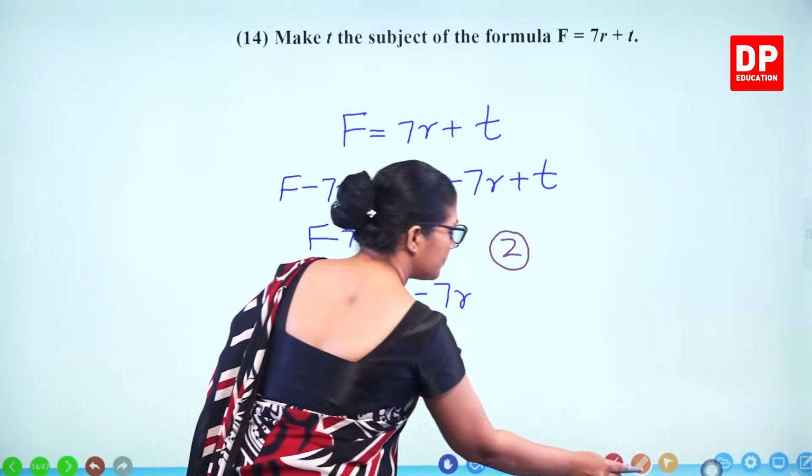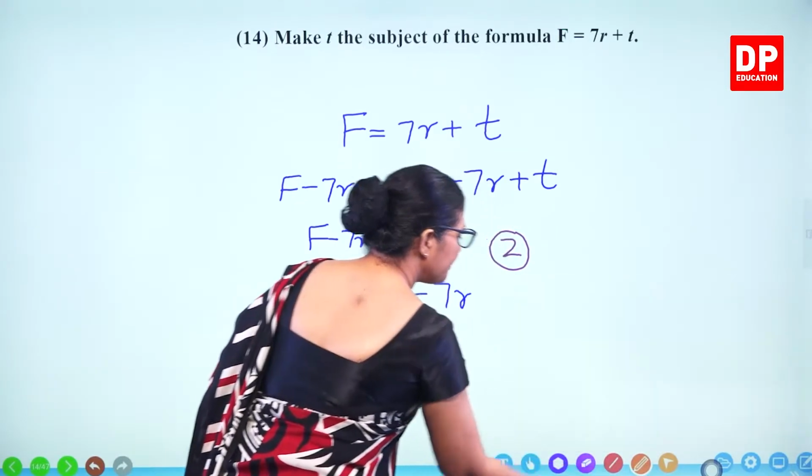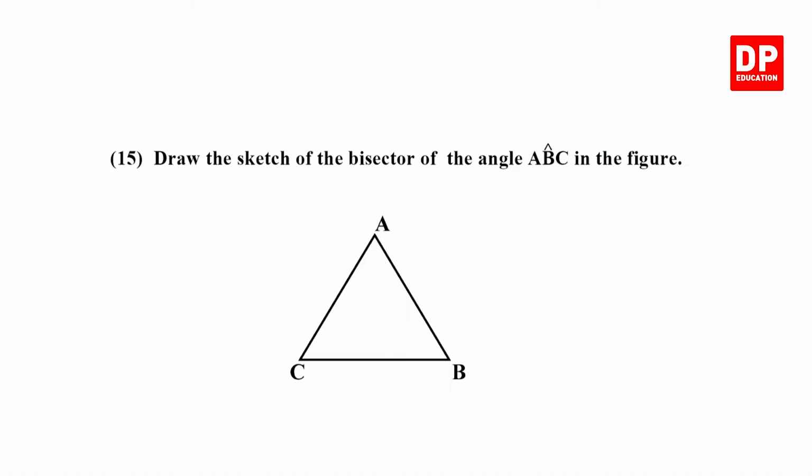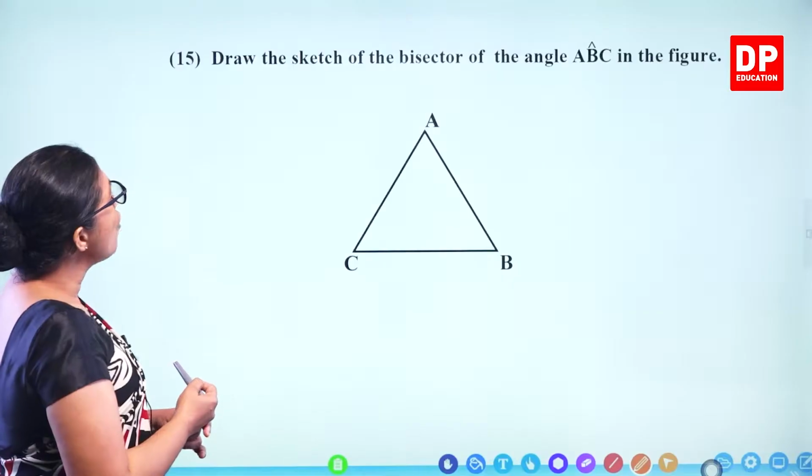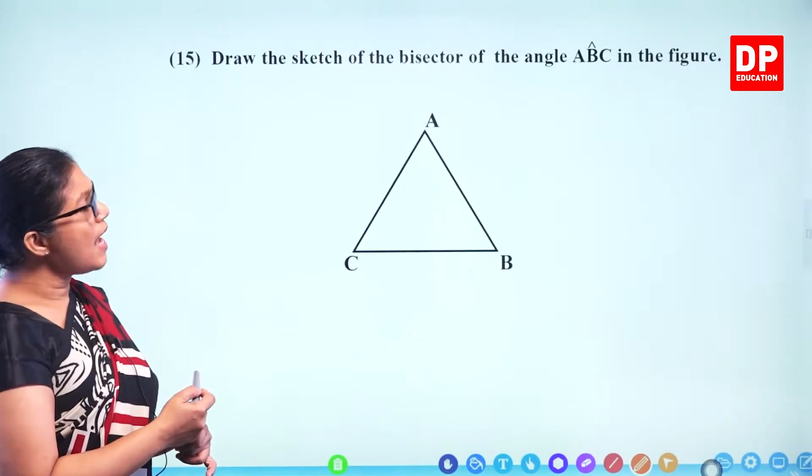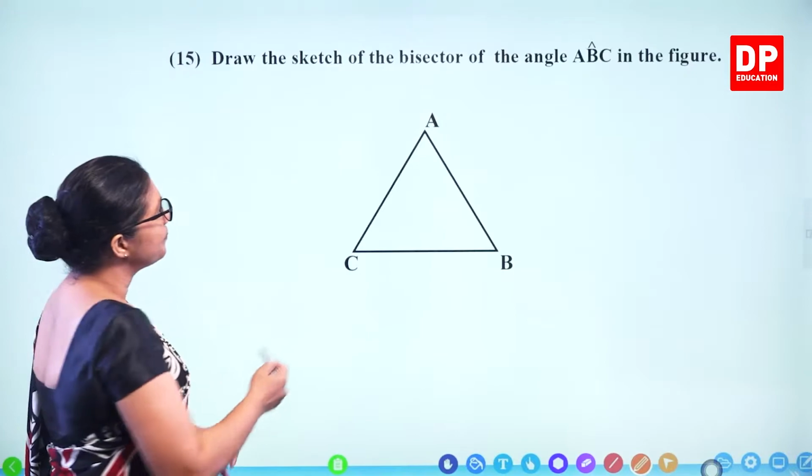2 marks. Question number 15. Draw the sketch of the bisector of the angle ABC.